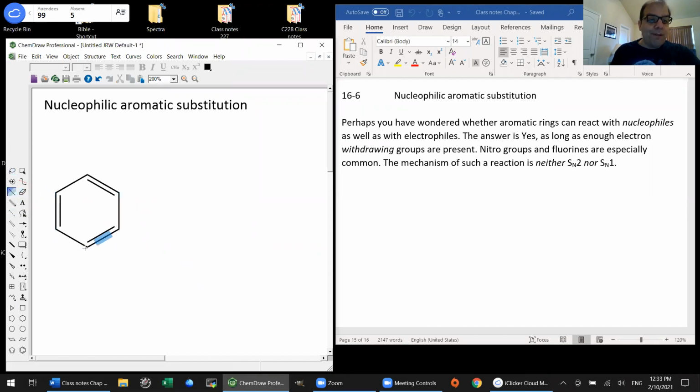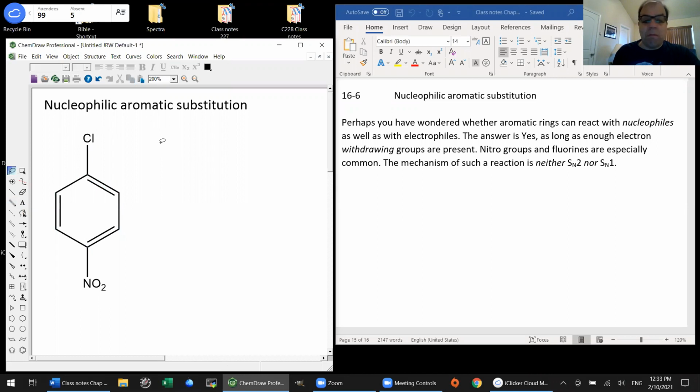So for example, if you had something like, and we'll do at least a couple of examples of this. Let's say that you had an aromatic ring with a nitro group and some leaving group such as a halogen. Any halogen would work. Someone asked last time, could I put a tosylate on here?